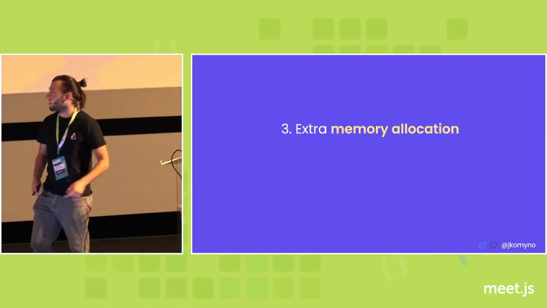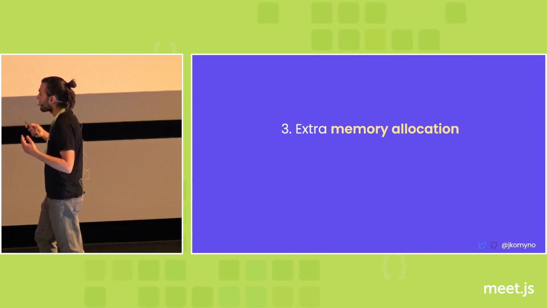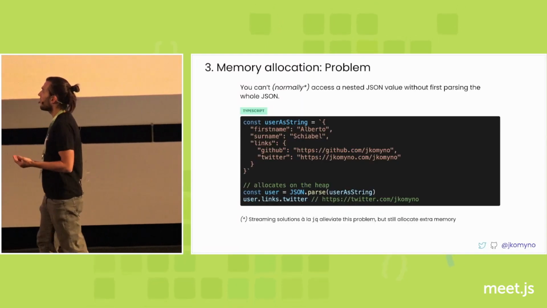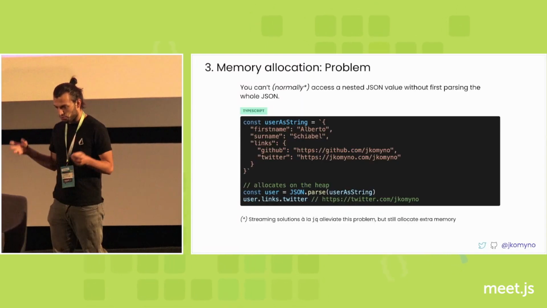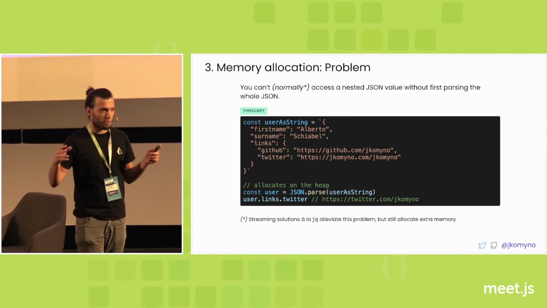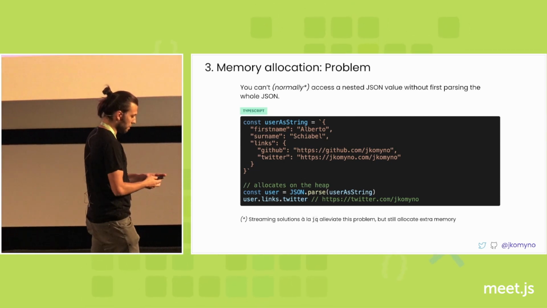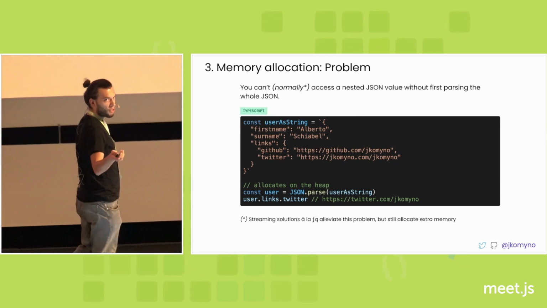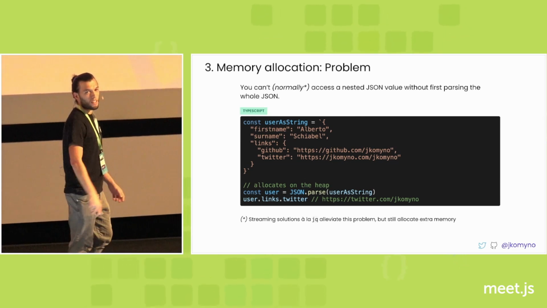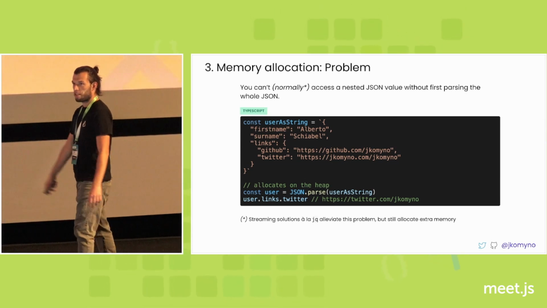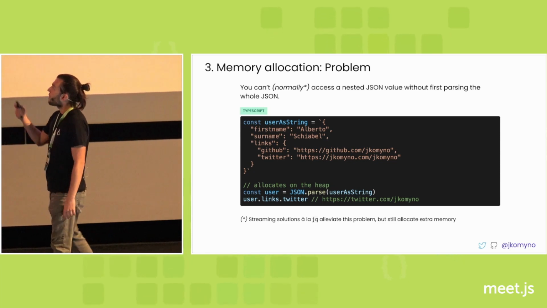Problem: JSON has some extra memory allocations, especially in cases where memory is constrained. You're all used to AWS Lambda with maybe gigabytes of RAM, but what about Cloudflare Workers or Deno Deploy or similar platforms where you have a bunch of megabytes and that's it? So you need to think about that.